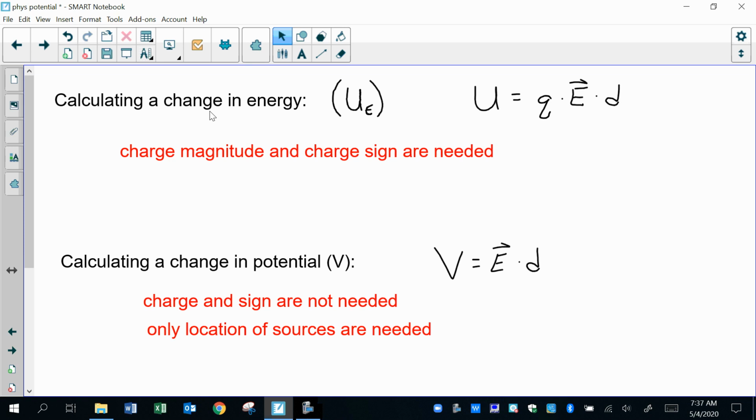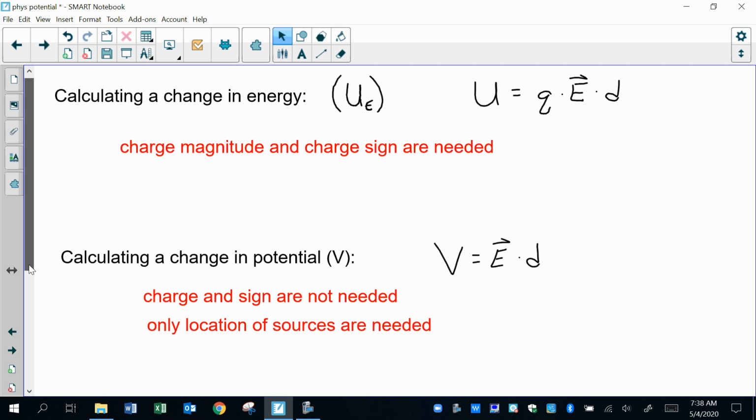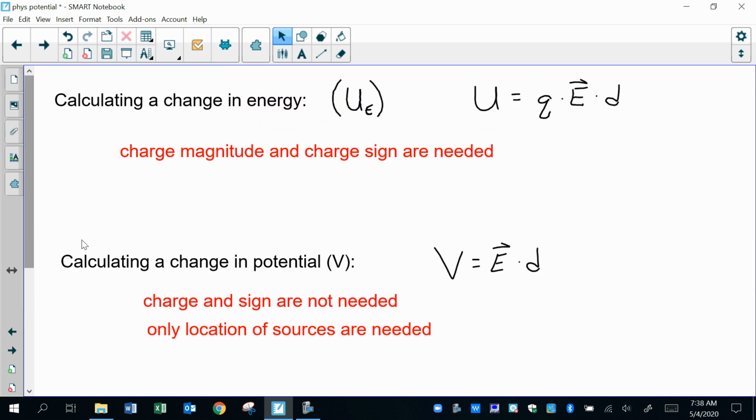Right, so calculating a change in energy, we've got our energy equation here. Change in potential, all I need is my field and my distance moved. So if I read here, I need to know what the charge magnitude is, how much charge I have, and I also need to know what the sign is, because if I move in one direction for a positive, that might be a gain, which means for a negative, that would be a loss. If I come down here, this shows me that to find my potential, I don't need to know what the charge is or the sign. All I need is the two locations and how strong my field is. So I can get potential with a lot less information.